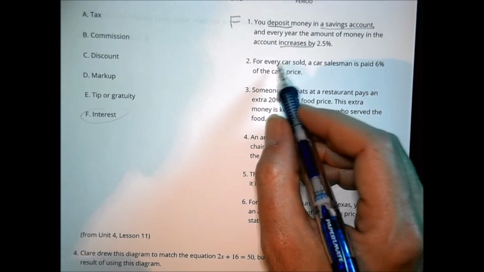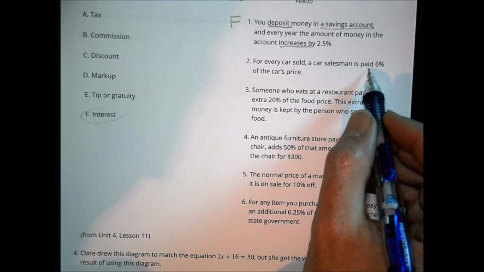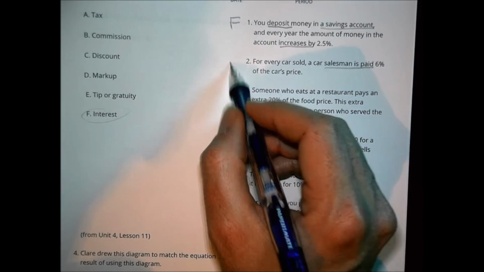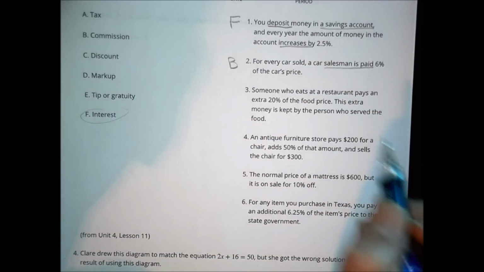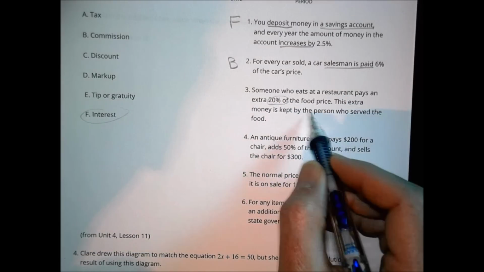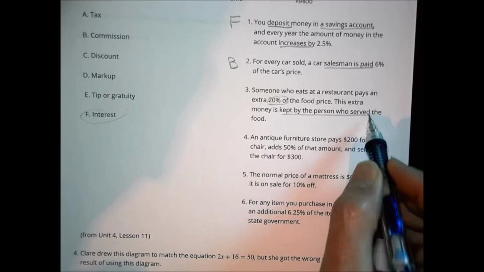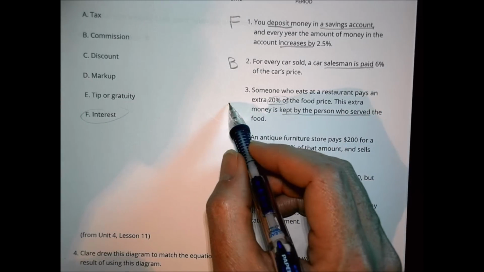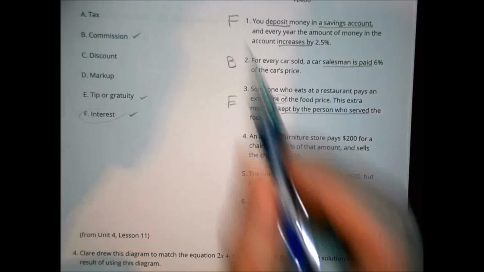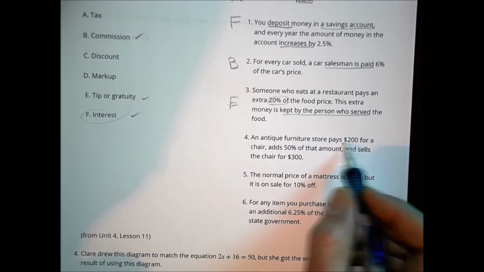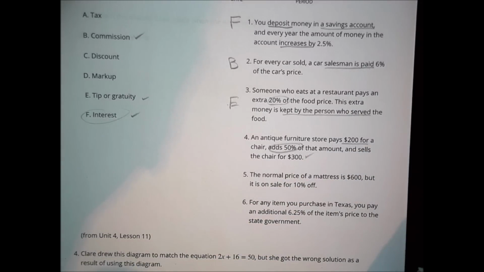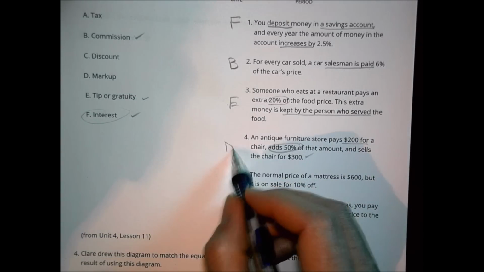For a car sold, the salesperson is paid 6%. So when a salesman is paid a percentage, we call that B, a commission. Someone who eats at a restaurant pays an extra 20% of the food price. The extra money is kept by the person who served the food. We refer to that as a tip or a gratuity. That's going to be E. An antique furniture store pays $200 for a chair, adds 50%, and now it sells for $300. We call that a markup.